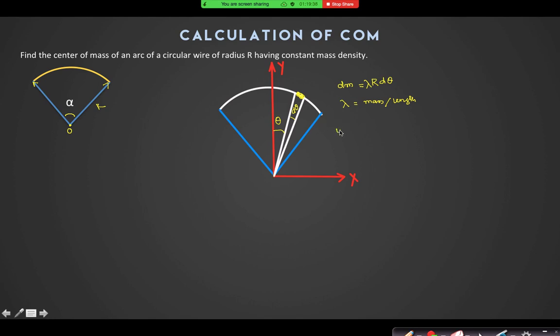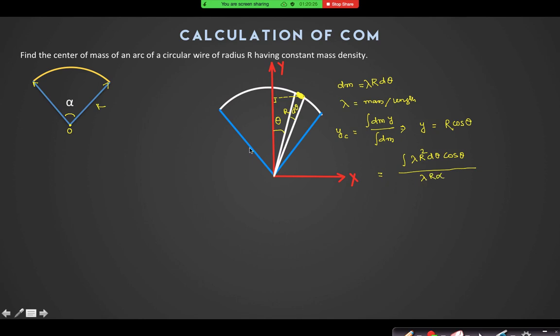Now I will use the formula for the y coordinate. It is the integral of dm into y divided by the integral of dm. Now what is y here? y is the y coordinate of that point mass. I can find it to be r cos theta, because this is r, this is 90 degrees, so r cos theta. So now my integration is ready. It's lambda into R d theta into r cos theta. And what will be the denominator? Total mass, R alpha into lambda.